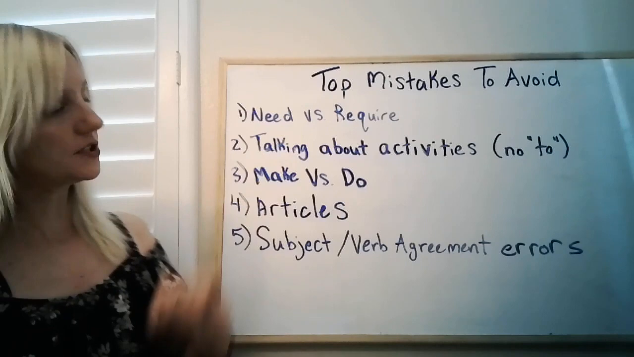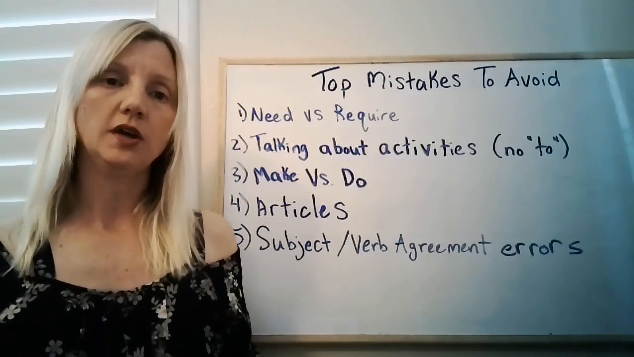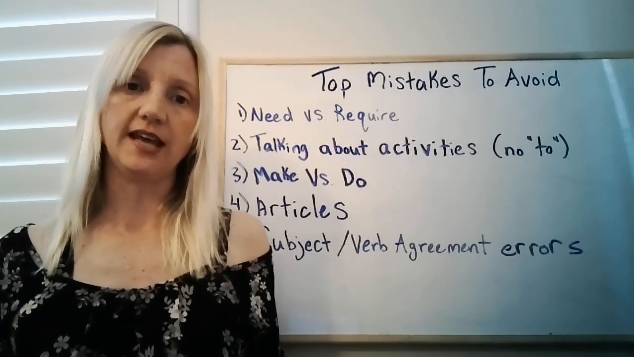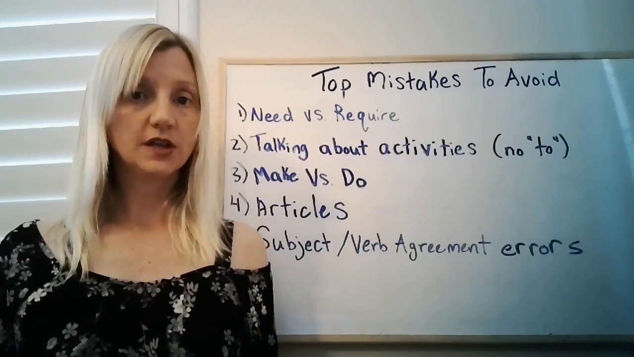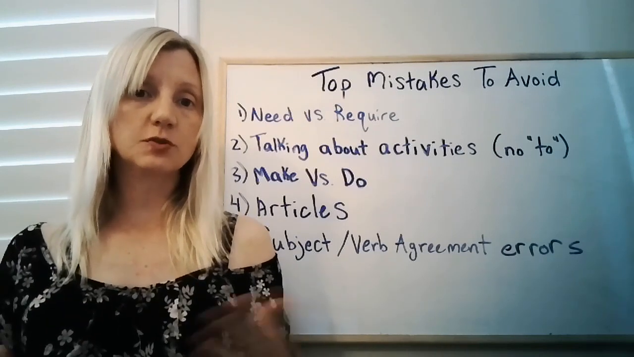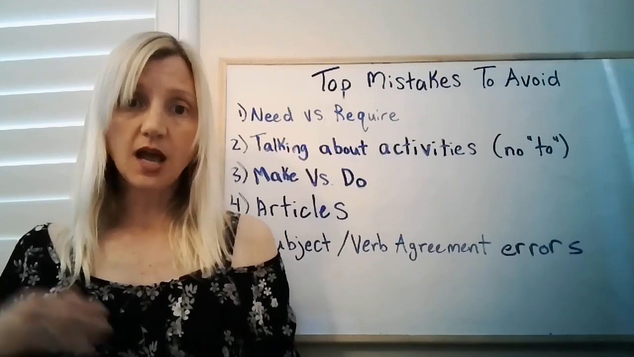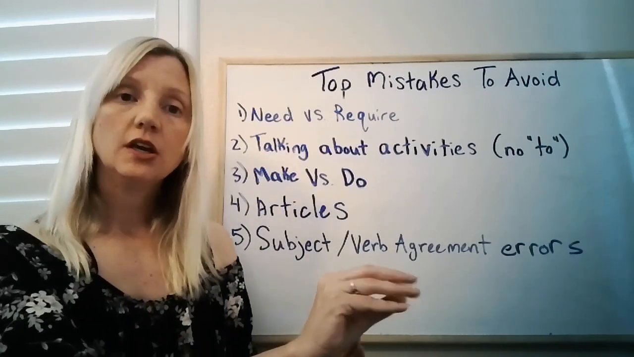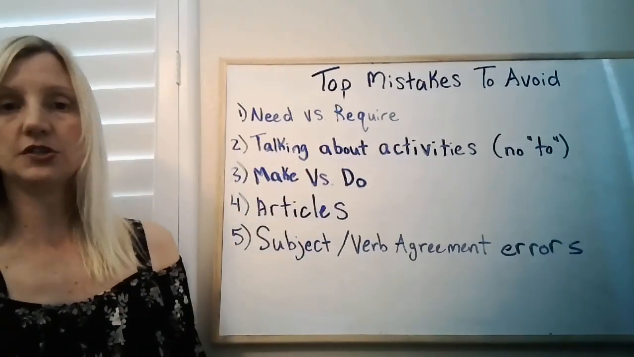Second, the thing that students do when they're talking about activities is they add the word to, which is incorrect. For instance, many of my students say, I'm going to hiking, I'm going to swimming. You should eliminate the word to and just say, I'm going swimming or I'm going hiking, I'm going walking, I'm going running, etc. You're not going to a location, you're going to do an activity. Therefore, please eliminate the word to.